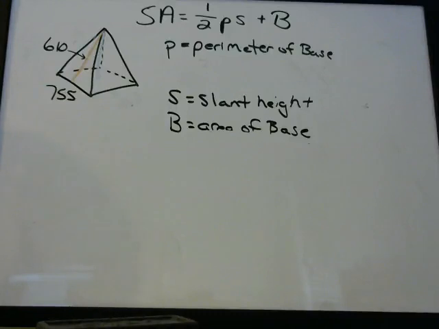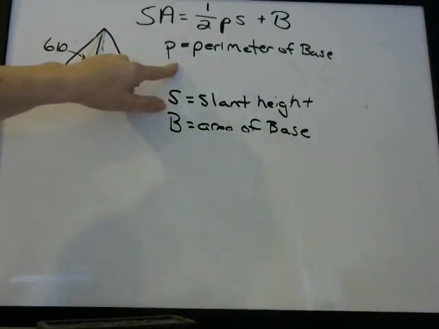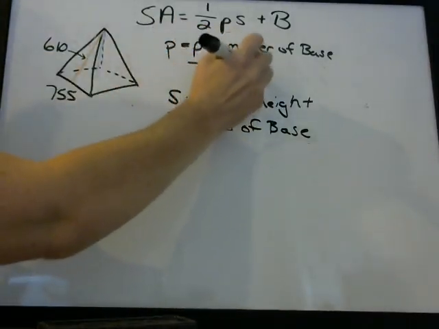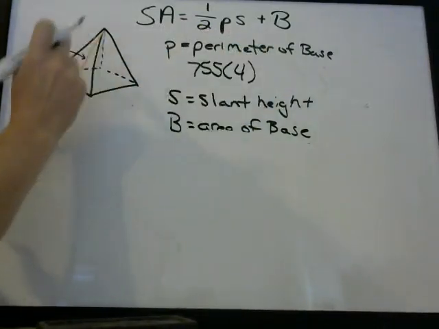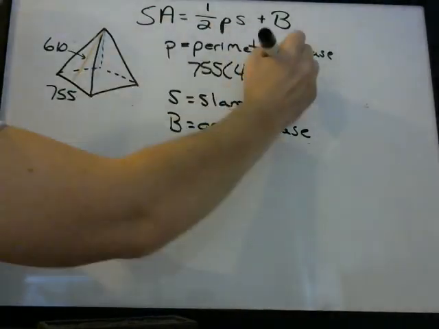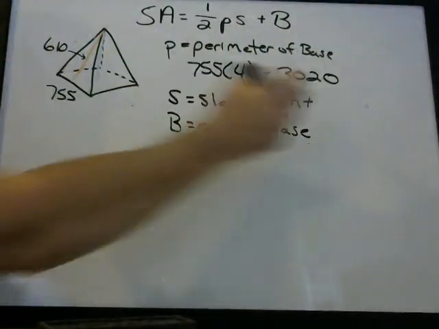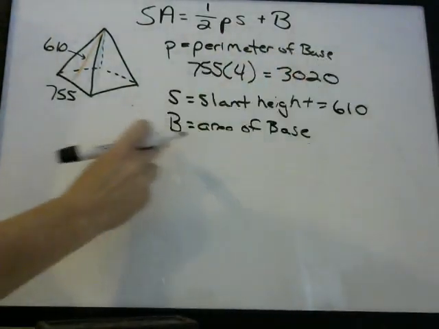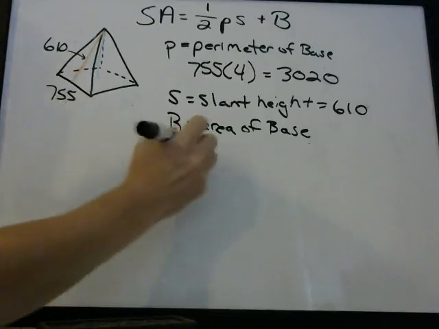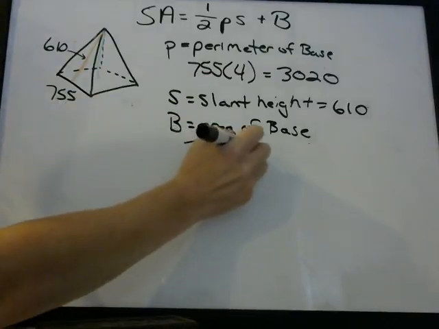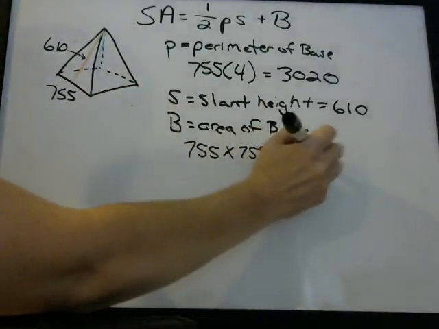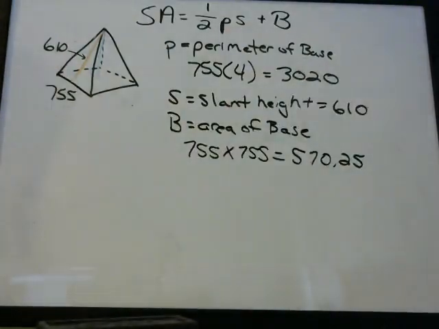So again, we do the exact same thing. 1/2 P. P is the perimeter of the base. I'm just going to do 755 times 4. You can do 755 plus 755 plus 755 plus 755, or 755 times 4. This is 3020 feet. Slant height is given to us, 610. The area of the base, again, the base is the bottom, 755. It's length times width, 755 times 755, and that is 570,025.